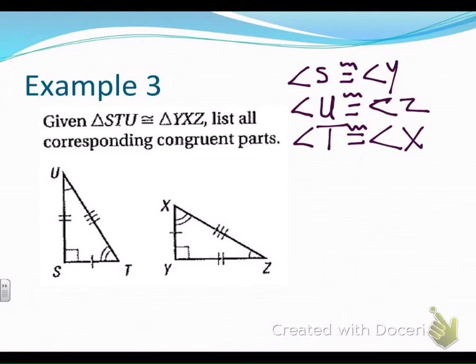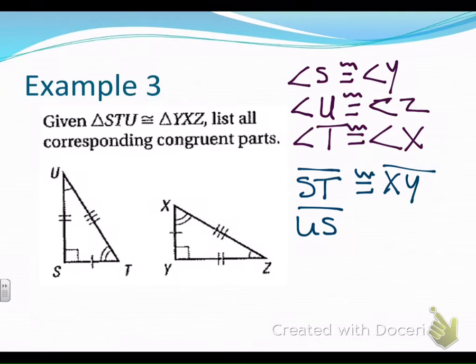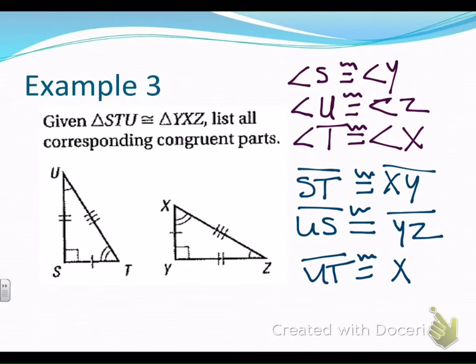Now let's do side lengths. Let's start with ST. ST has one little mark, as does XY. And then US has two congruent marks, so does YZ. And UT is congruent to XZ. Okay, so those would be the 6 answers. You're always going to have 6.